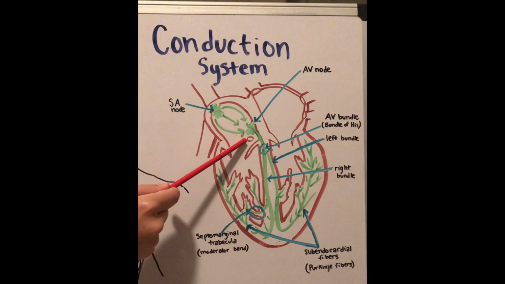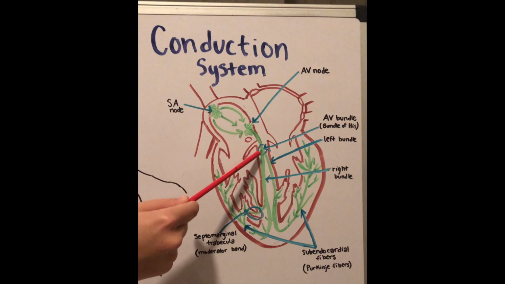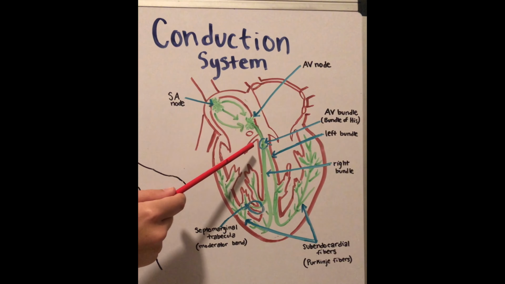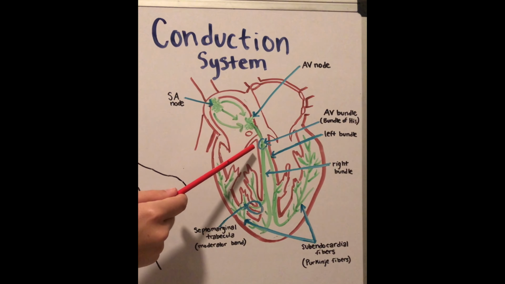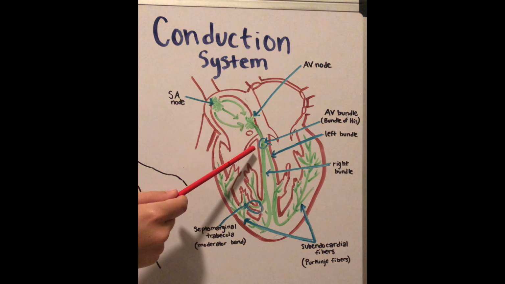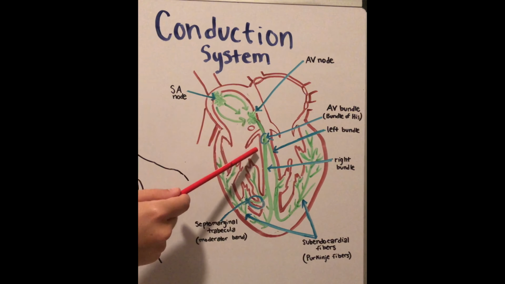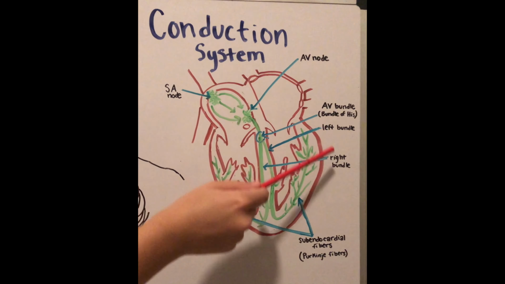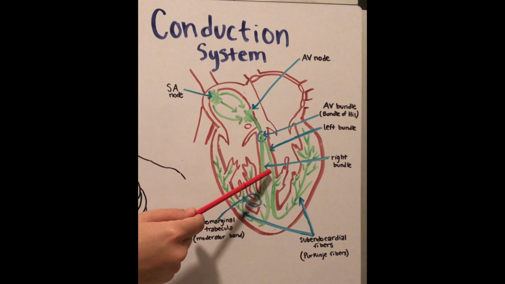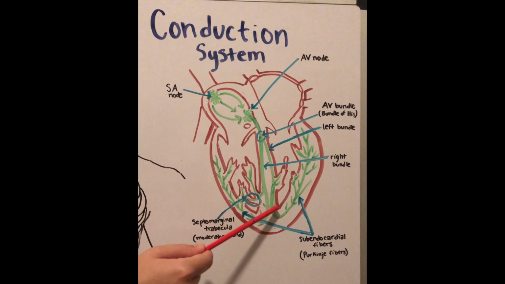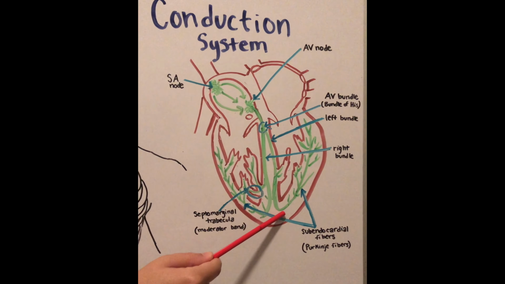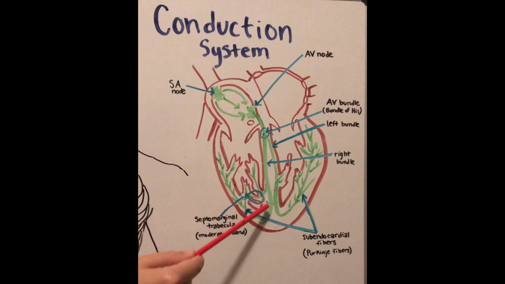Then the impulse goes down the AV bundle, located in the superior portion of the interventricular septum. This superior portion of the IV septum is more fibrous and membranous, but as you move inferiorly, it becomes thicker and more muscular. At this transition, the AV bundle splits into the left and right bundle branches. These two branches then further subdivide into the subendocardial branches, which reach the apex of the heart and then turn superiorly, lining the walls of each ventricle.